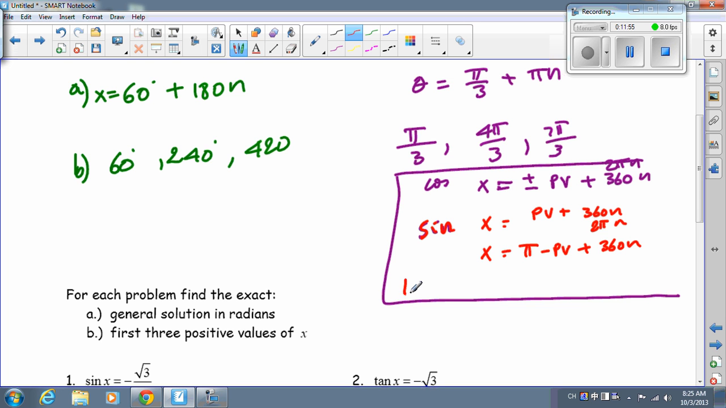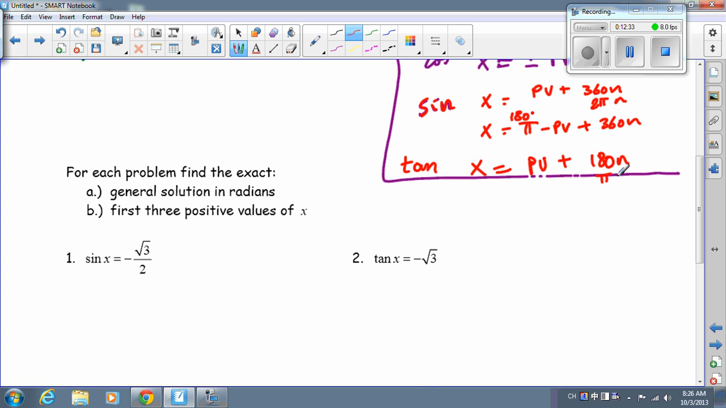Now, if we're dealing with tangent, that's a lovely one because it's also one single equation. You will say x is equal to, by the way, instead of pi, you can also say 180 degrees. Tangent is nothing other than principal value plus 180n. So I will say PV plus 180n. Of course, 180n is the same thing as pi n.